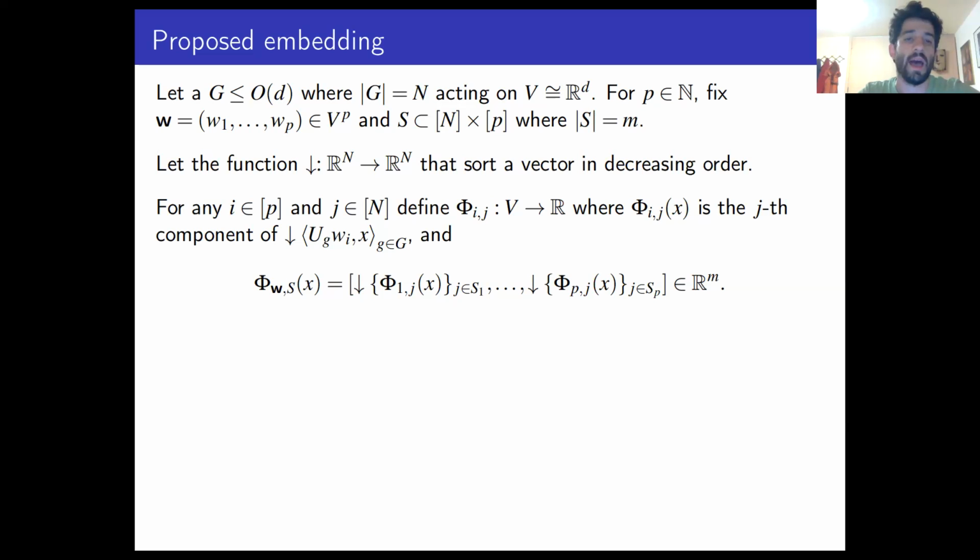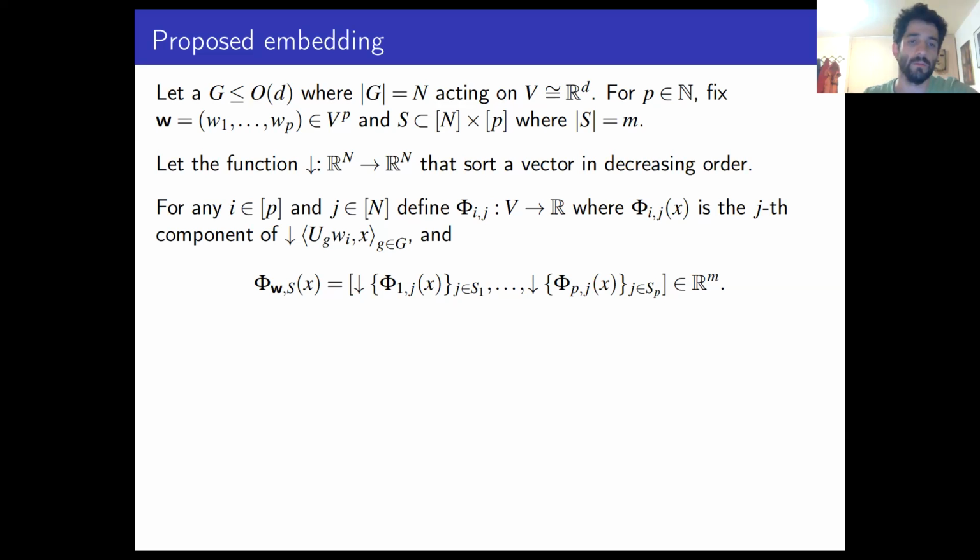So now, for any i in [p] and j in [N], we define the map phi_ij from our space V to R, where phi_ij of x takes the co-orbit of x with respect to vector w_i, sorts it in decreasing order, and then takes the jth component of this decreasingly ordered co-orbit.